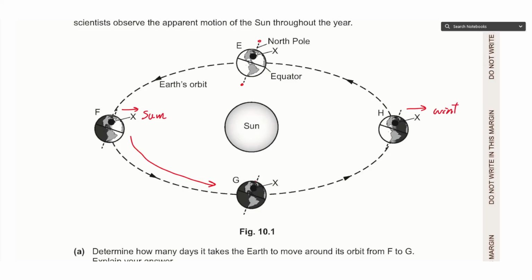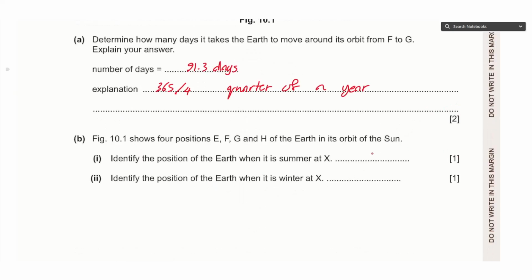Positions E and G are called the equinoxes, which are points where the amount of time spent in daylight is equal to the amount of time spent in nighttime or away from the Sun. But for the positions F and H, at F the point X would be pointing towards the Sun most of the time, and at H it would be pointing away from the Sun most of the time. So summer was at F and winter was at H.